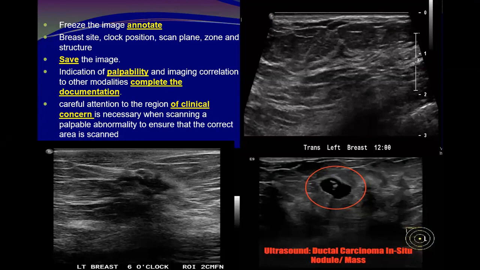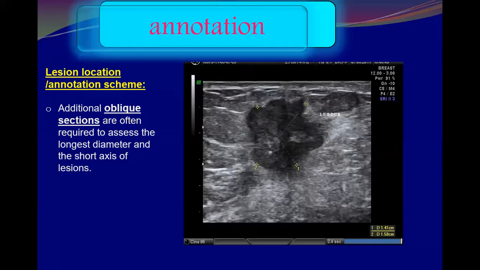Then save your image. And if there is any palpable abnormality, the palpability and imaging correlations, if documented, then definitely it will complete it. And careful attention has to be paid to the clinical concern. We have to make sure we are talking about the same lesion of the clinical concern.